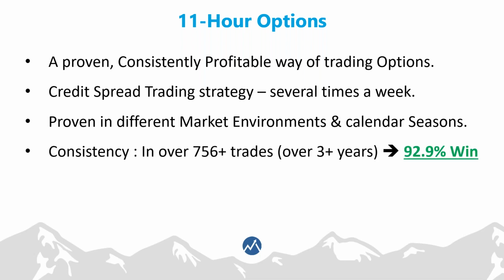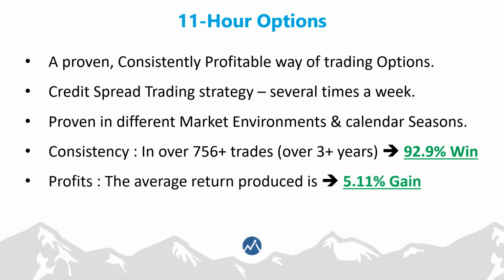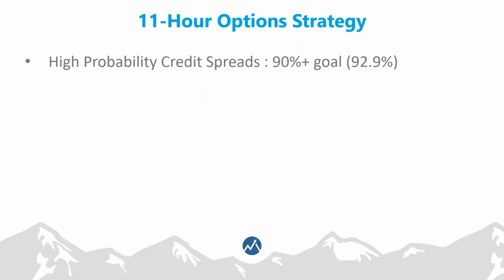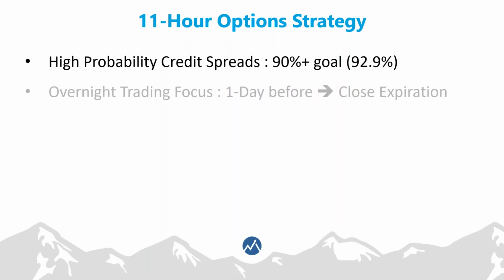We've taken over 756 trades. I haven't updated this slide since probably October or November of last year, so this number is actually well over 800 trades now. And our win rate is 92.9%. On average, the return per trade is a little over 5.1%. Again, the goal originally when I developed the strategy was 90% plus, and we're running about 92.9%.